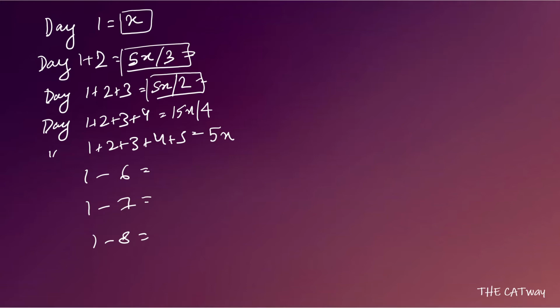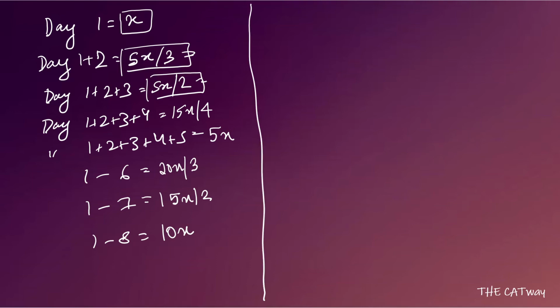We are calculating it with respect to the table which we have been given. So I have explained it to you for the first day, first 2 days, first 3 days. Remaining you can calculate. I am just writing down the figures now. So for the first 6 days it would be 20x by 3. For the first 7 days it would be 15x by 2. And for the first 8 days it would be 10x. Okay, so this is what we have now. Now we have to find out the individual values.